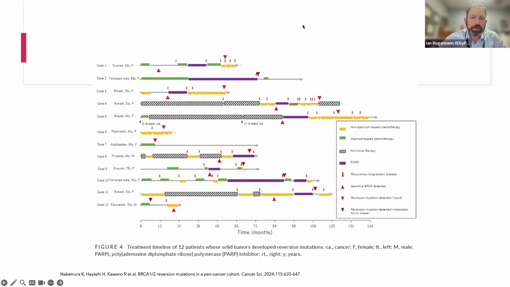Okay, thank you. Yeah, the reason this is important is that it shows that the results of the paper might overstate the probability of experiencing a reversion mutation after PARP inhibitor treatment. The patients who didn't progress didn't get a biopsy and didn't get sequenced. Yes. Great.